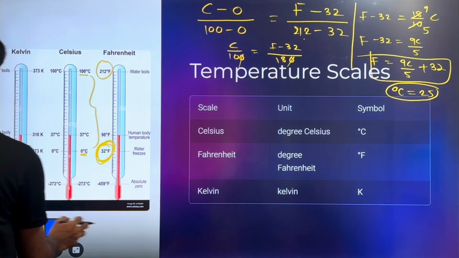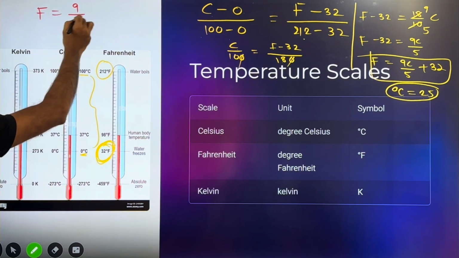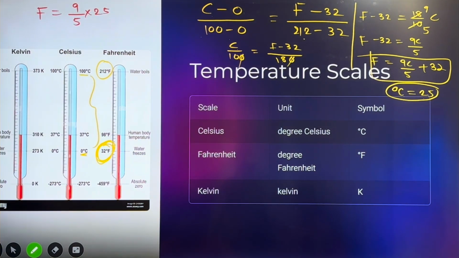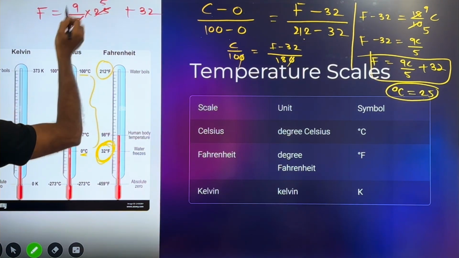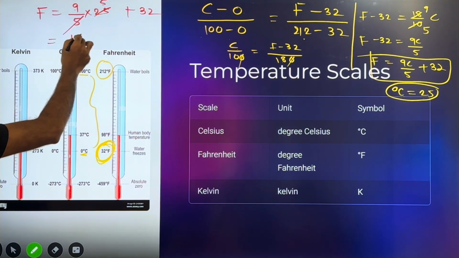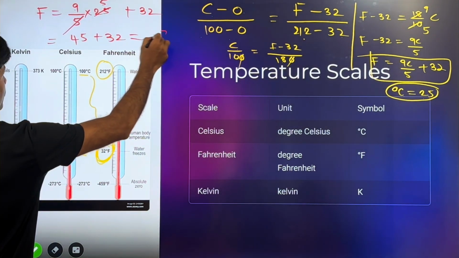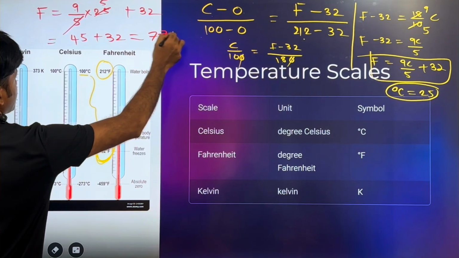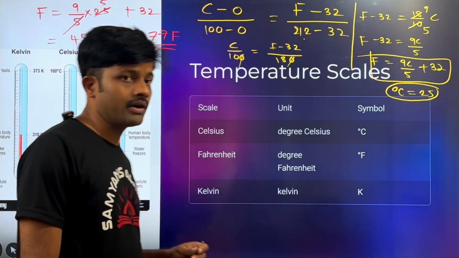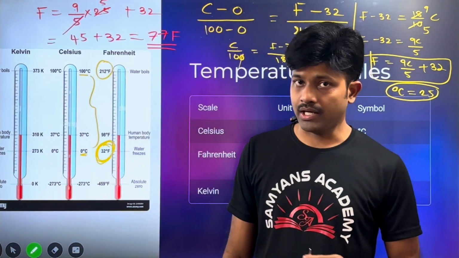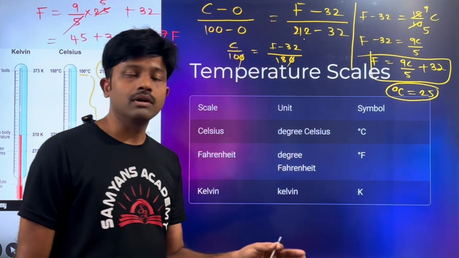Just observe here. F equals 9C by 5 plus 32, where C is 25. 5 how many times? 5 5s are 25. 9 5s are 45, plus 32. So 5 plus 2 is 7, 4 plus 3 is 7. So this is 77 degrees Fahrenheit. 25 degrees Celsius is equal to 77 degrees Fahrenheit. And by using this formula we can convert degrees Celsius into Fahrenheit, and Fahrenheit into degrees Celsius.